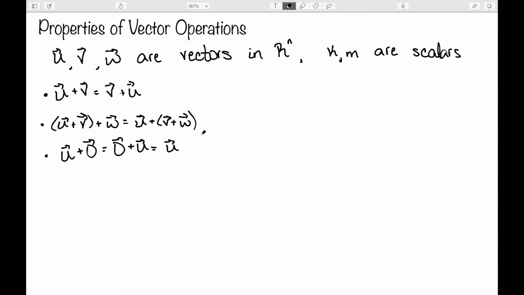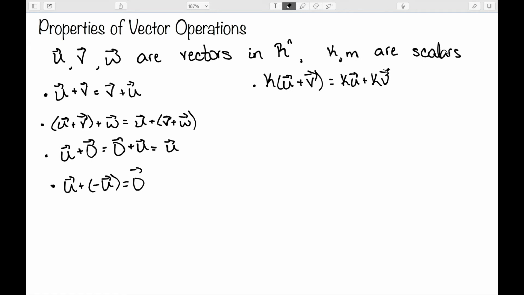Next, u plus 0 is equal to 0 plus u, which is equal to u. So 0 is just a vector of all 0 entries, and if I add it, it works just like adding 0. It does not change anything. Next, u plus negative u is equal to 0, so adding the negative of a vector does get me back to that 0 vector.